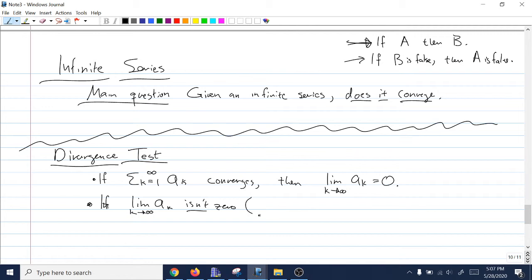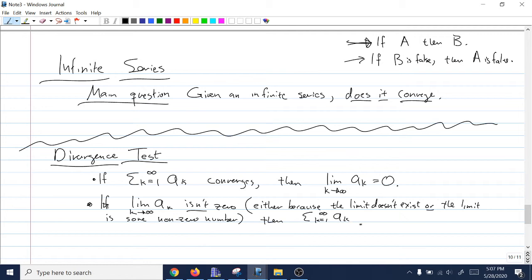there are two ways to not be 0 we should keep in mind. Either because it doesn't converge, either the limit doesn't exist, or the limit is some non-zero number. Either version works for this. Then the sum from k equals 1 to infinity of a_k doesn't converge. It diverges.